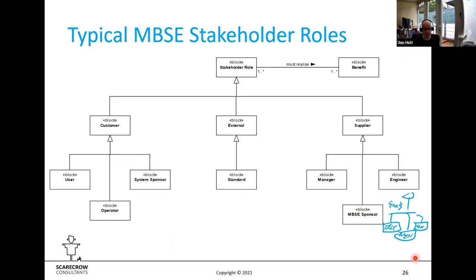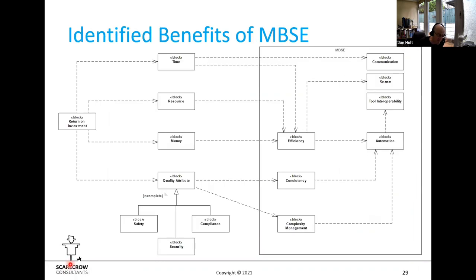Yeah, absolutely. And again, coming back to what we've got on here in the benefits, this is just a high level set of benefits. We need to be able to measure them. So we might have two types. We just got to put money there. We could have that as cost. We might have two types of cost: costs incurred, and costs avoided or something like that.